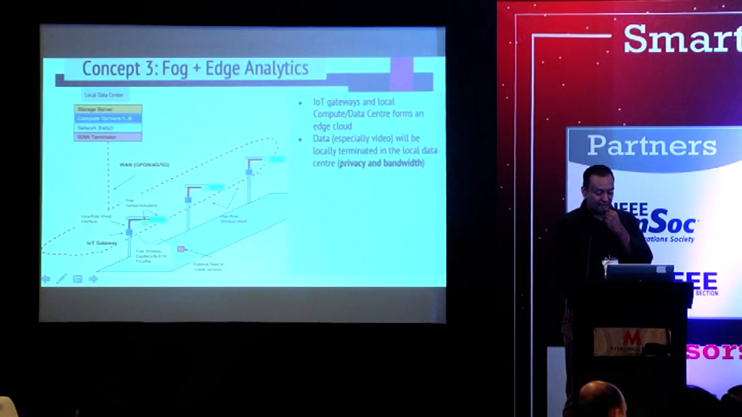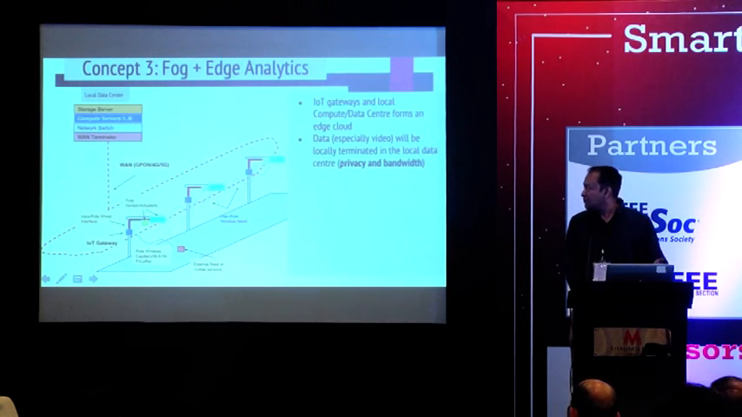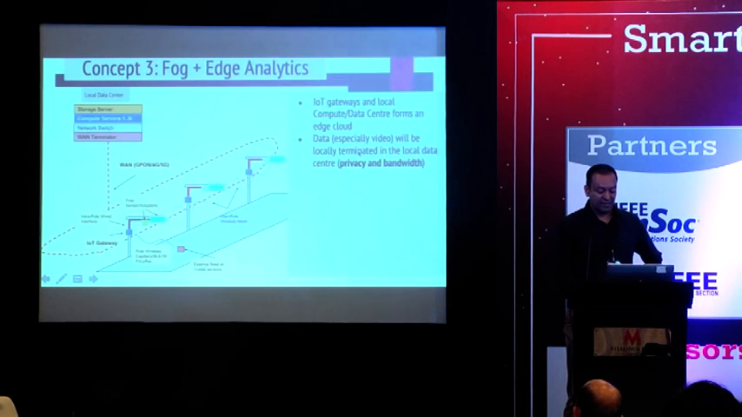So the IoT data, the gateways and the local fog node, the micro data center, form a local cloud in some sense. And the analytics you run on video has to run there. It can't be sitting in the cloud somewhere else. It will be running locally out there.